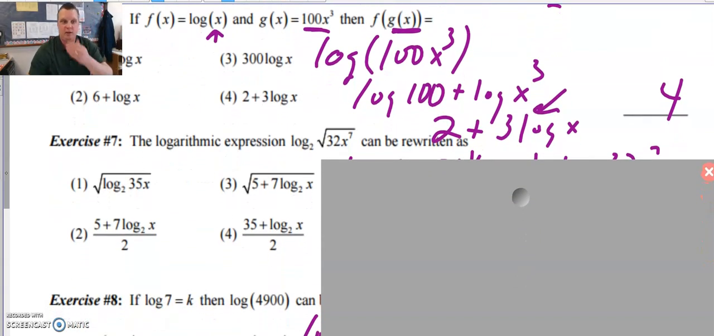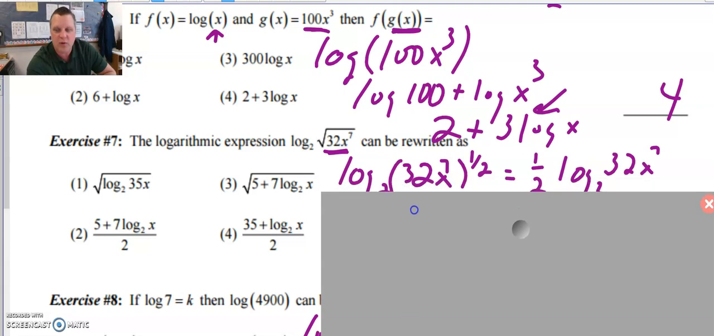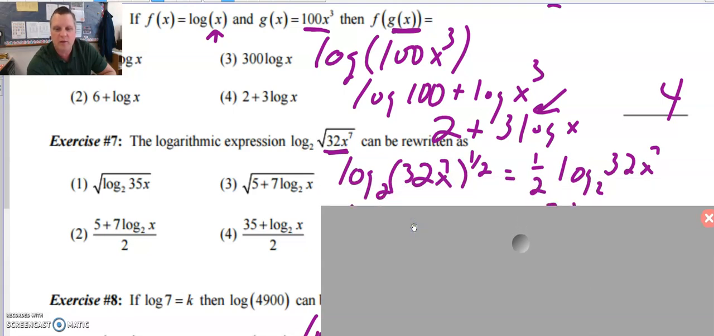Now, the next one's a little tricky, because the difference here is the 32x to the 7th is all under the square root. So I rewrote it like this right here: log base 2 of 32x to the 7th to the 1/2 power. That's how we rewrite it, because you have the square root. Now, the 1/2 is raised to the entire 32x to the 7th, so that power rule comes out in front. So then you have 1/2 log base 2, 32x to the 7th.